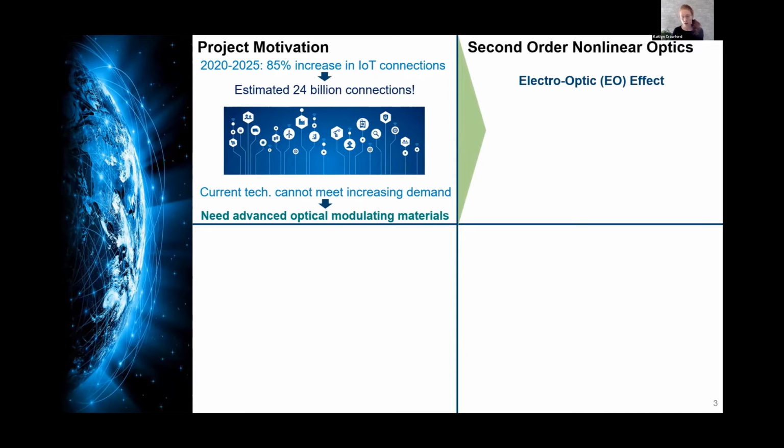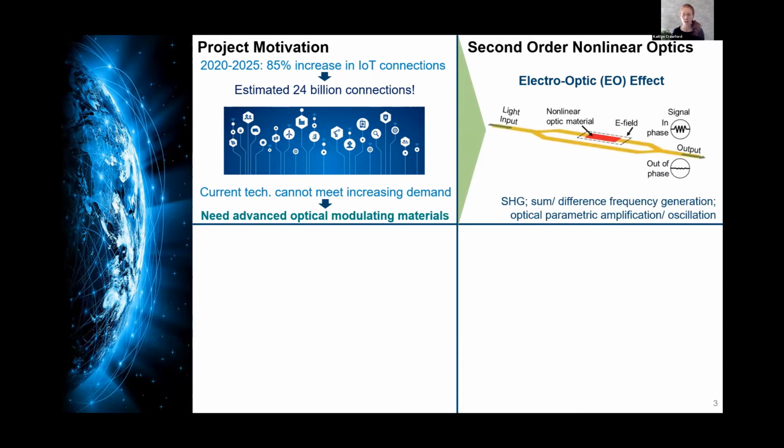And there are other second order nonlinear optic effects as well that are listed here, but I'm really focused on the electro-optic effect, so that we can use it in that Mach-Zehnder modulator that Gufang so nicely described in his previous slide.